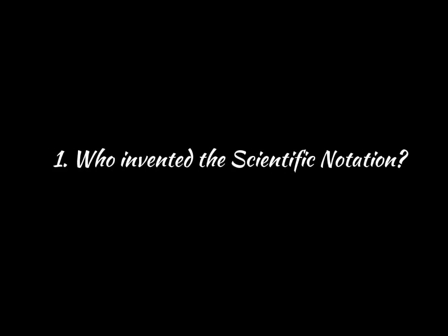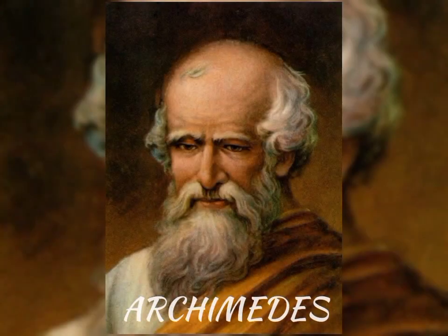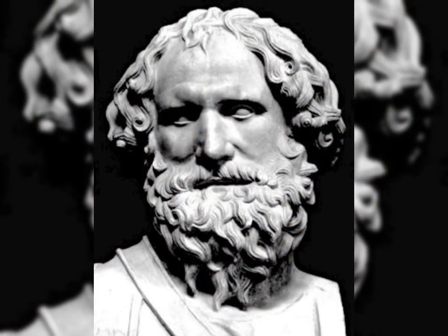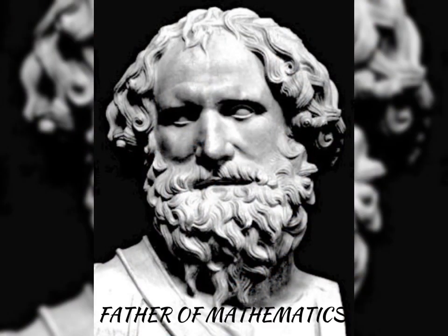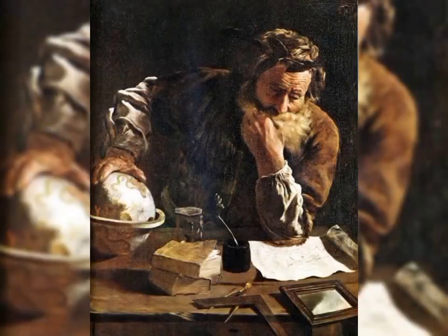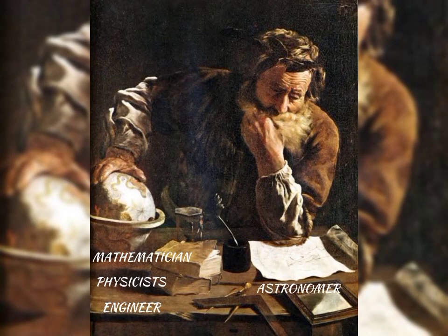First, you might ask, who invented the scientific notation? Archimedes, the one who developed the scientific notation. Archimedes, considered as the father of mathematics for his significant contribution to the development of mathematics. He was a Greek mathematician, physicist, engineer, astronomer, and inventor.